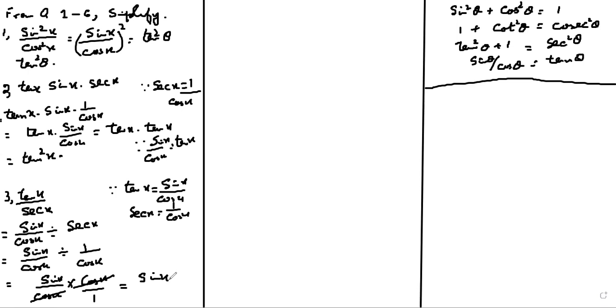The next, number 4, is: what is the value of 1 minus cosine square x? There are 2 or 3 methods to do this question as well. Because 1 equals sine square x plus cosine square x, put this value of 1 here. So sine square x plus cosine square x, this is the value of 1, and minus cosine square x as it is. This cosine square x and cosine square x got cancelled, and we are left with the answer sine square x.